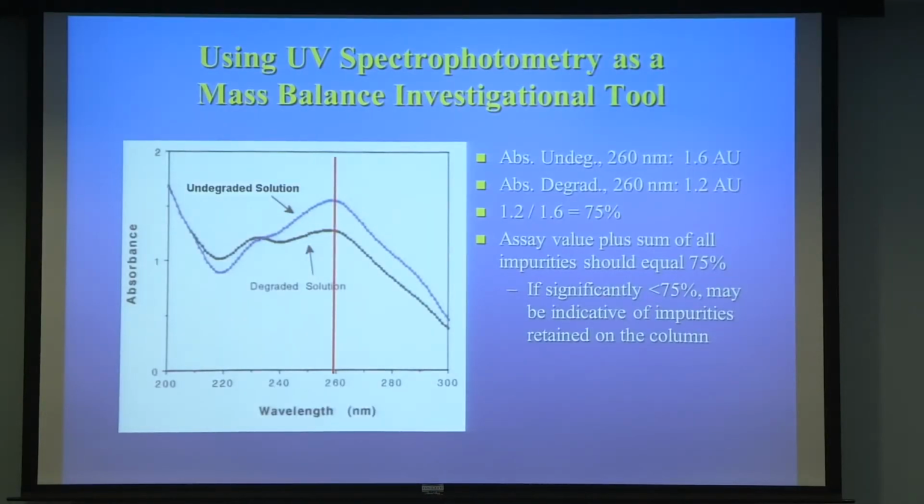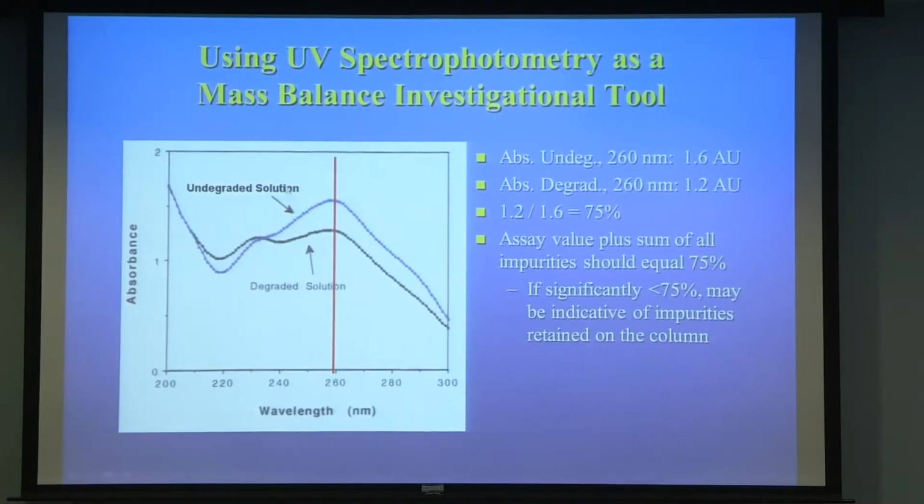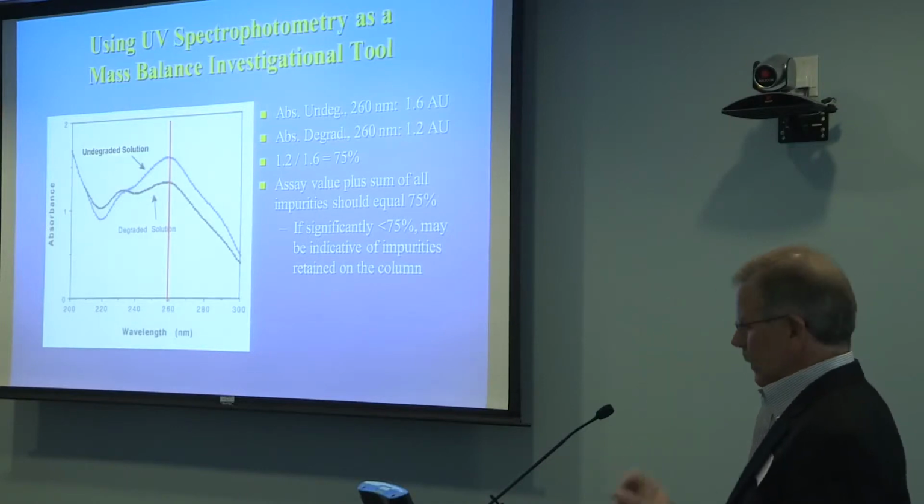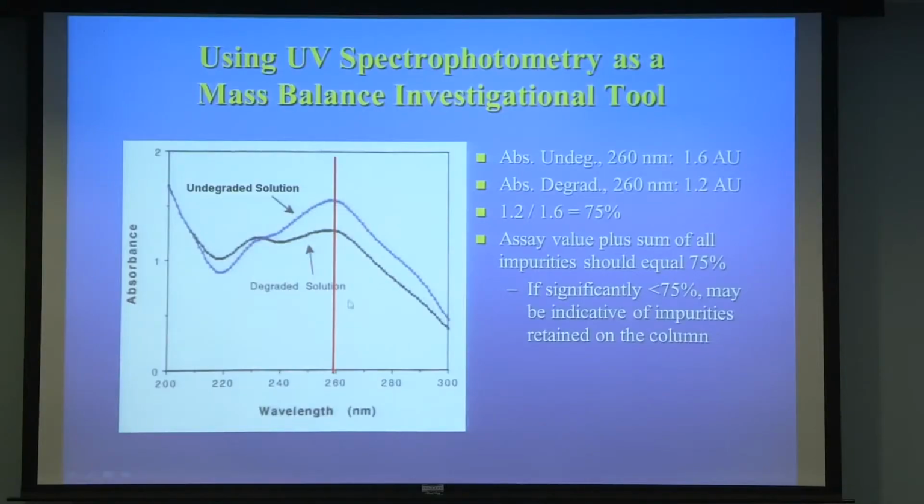Here's a different case where we actually had this going on. It's what wavelength do you want to monitor at? Do you want to monitor at where there's an isospecific point so that you know the total amount of UV response you should get should be unchanging over time? If you look at monitoring in this case at 260, you've gone from an undegraded solution at 1.6 AU to a degraded solution at 1.2.